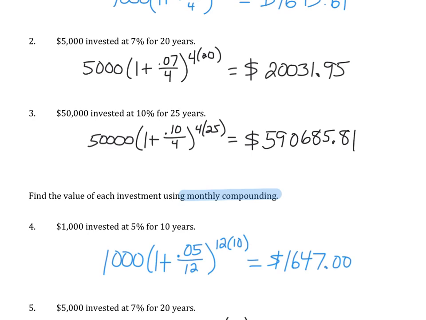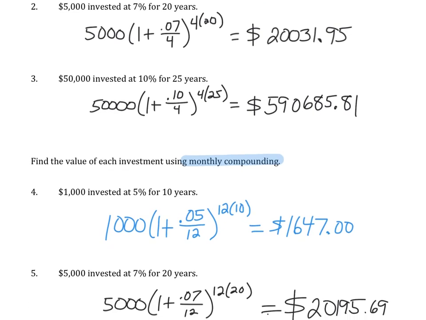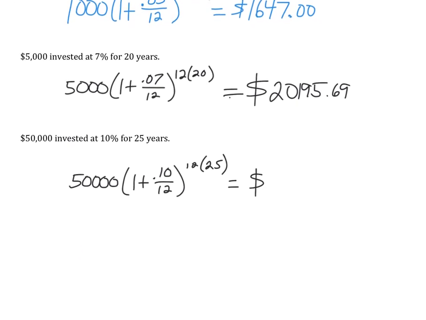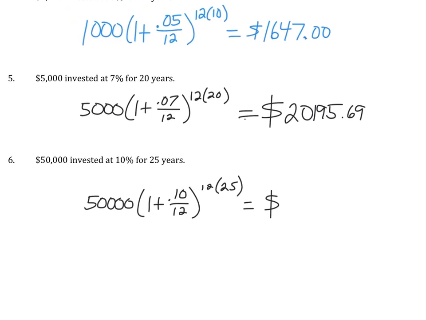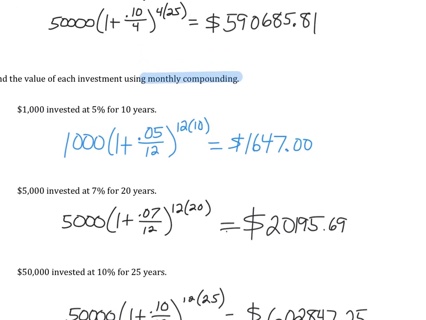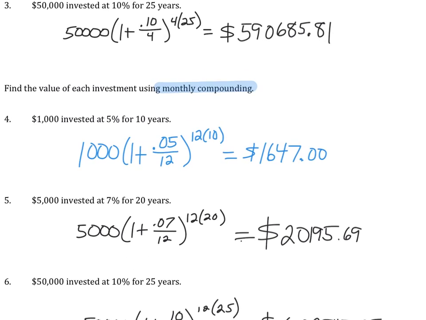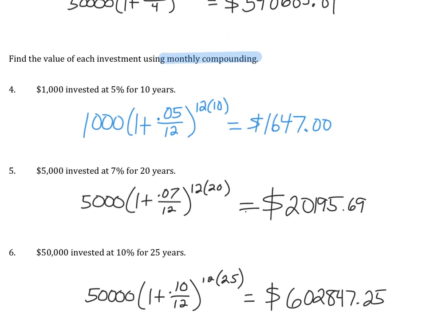However, the only difference being the compounding period, quarterly versus monthly. If we did the same thing with our $50,000 at 10% for 25 years, with monthly compounding, we'd end up with $602,847.25. And that is a difference of over $12,000 with nothing different other than the frequency of the compounding. Pretty cool. So that's how we set up those problems.